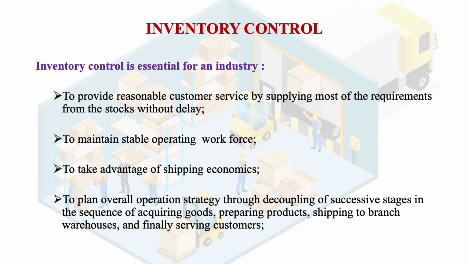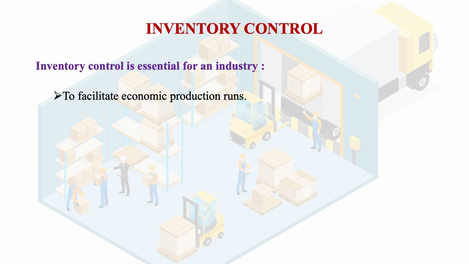The next point is to plan the overall operation strategy through decoupling of the successive stages in the sequence of acquiring goods, preparing the product, shipping to the branch warehouse, and finally serving customers. To facilitate economic production runs, the total cost of production should be minimum. It covers all costs, starting from production cost, holding cost, sales loss cost, carrying cost or inventory cost. All costs should be optimal so that your total production cost is minimum, giving a big boost to the profit.